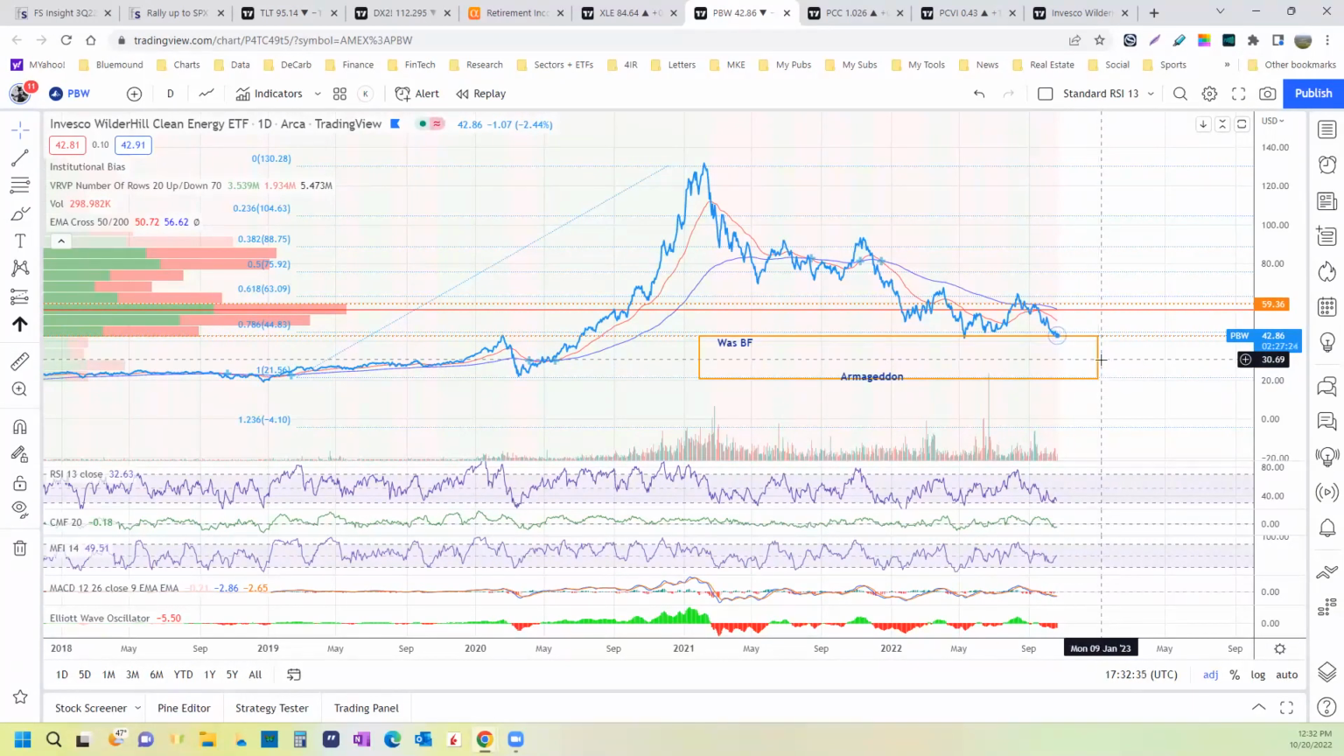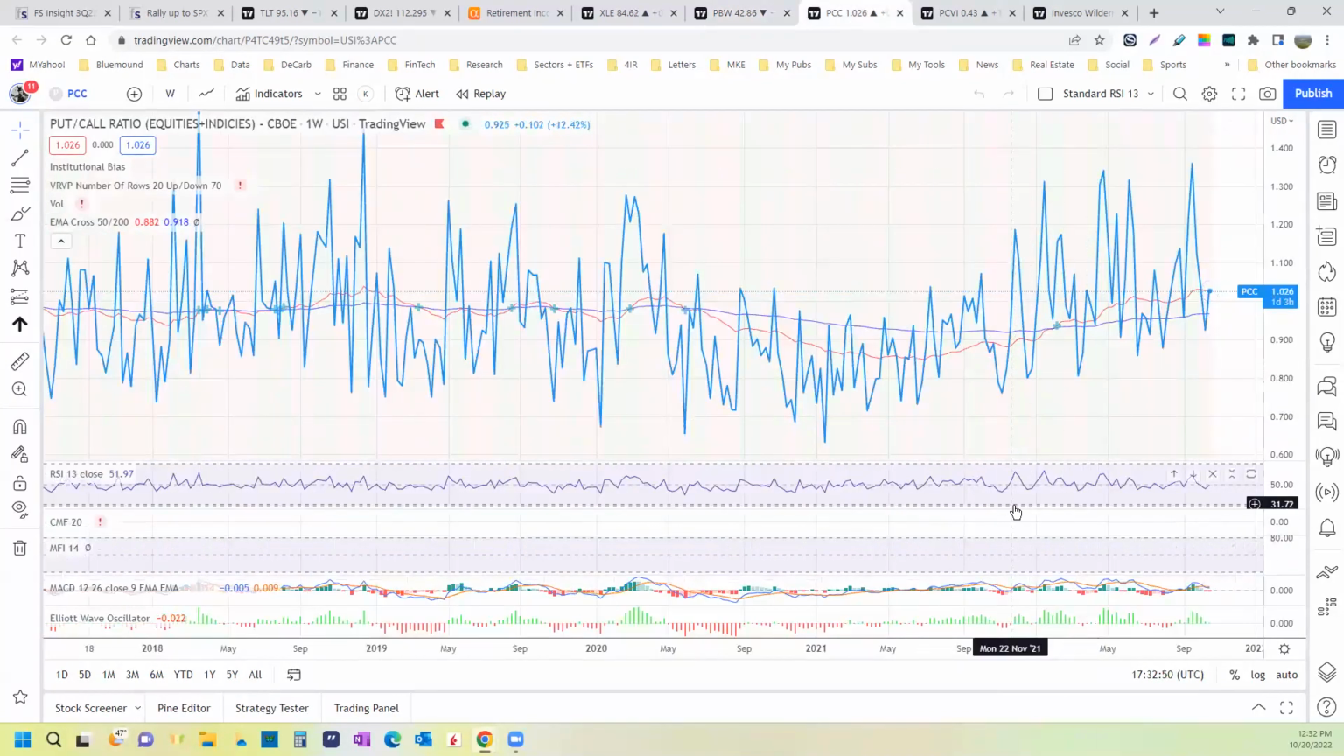I think it's going to make a run at 30. So we're probably going to see these crossovers here. Could be kind of the bounce point. I don't know if you can see those little X's there. Take a look at the put call ratio and what happens when there's too many puts. People have to cover, right?